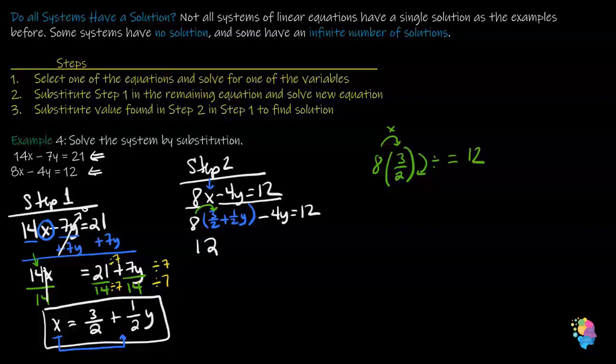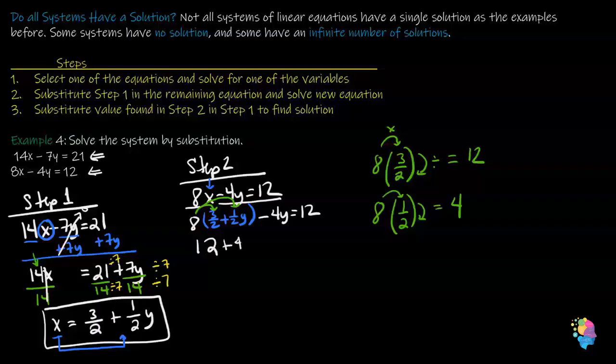Now I still have to multiply this 8 times a half. So 8 times a half, we multiply the numerator and divide the denominator. 8 times 1 is 8, divided by 2 is 4. So that will give us then a 4. There's a plus, and don't forget the y. Bring down the rest. 4y is equal to 12.